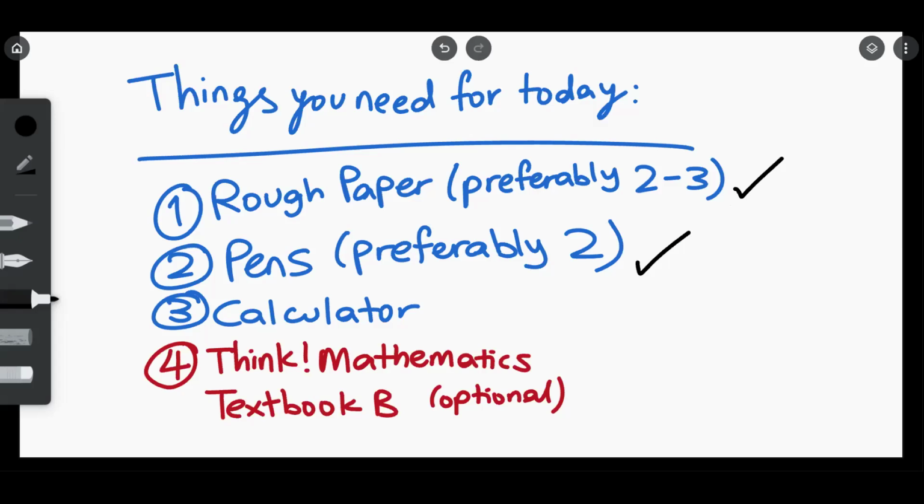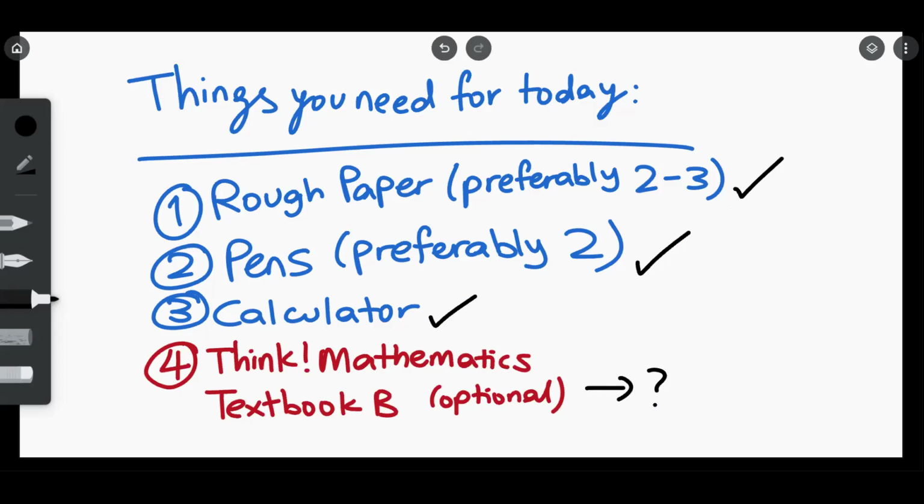Those of you who have been with me all along will know that last time I did not include a calculator, but this time around for Sec 4, you need to have your calculator. And the last one is the textbook. This one I will leave up to you to decide. If you want to have your textbook with you, please go and get it. If not, you may just listen to the recording.